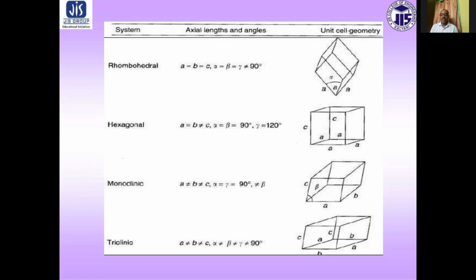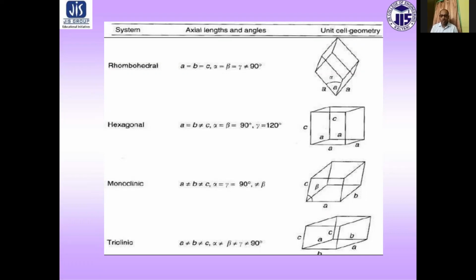Next is hexagonal structure. Two equal coplanar axes at 120 degrees, third axis at right angles. That means the lattice axis A is equal to B but not equal to C, and alpha and beta, the included axis angles, are 90 degrees, but another angle gamma is 120 degrees.